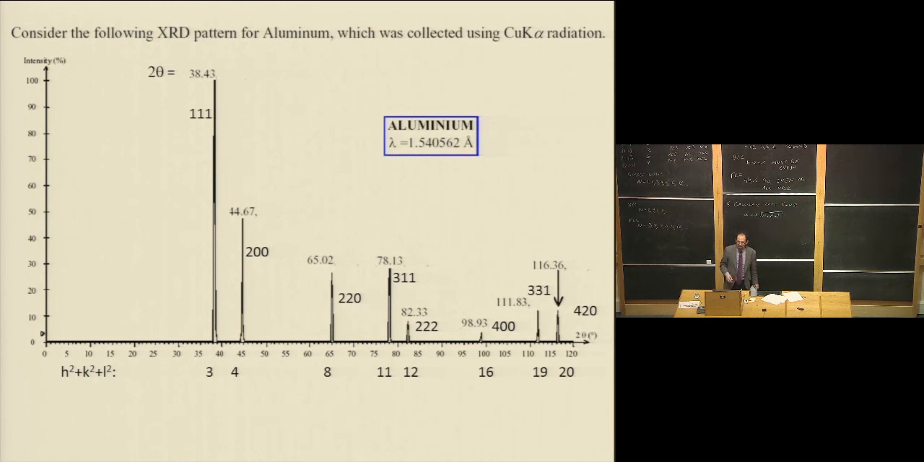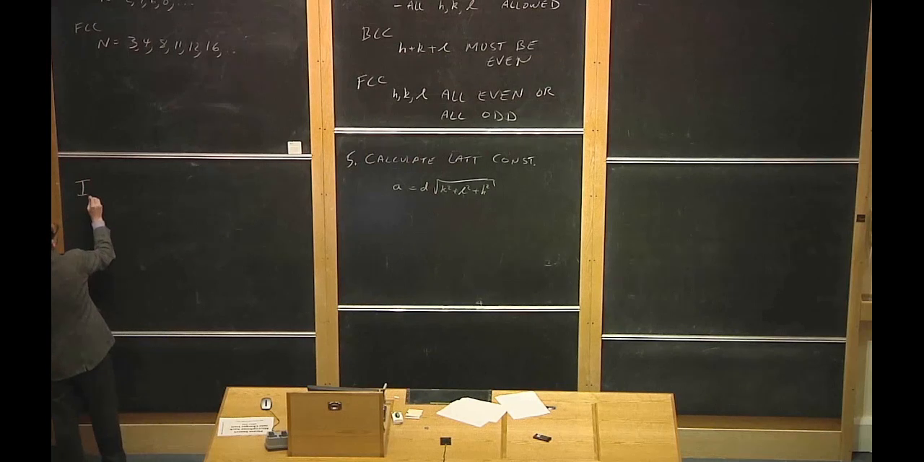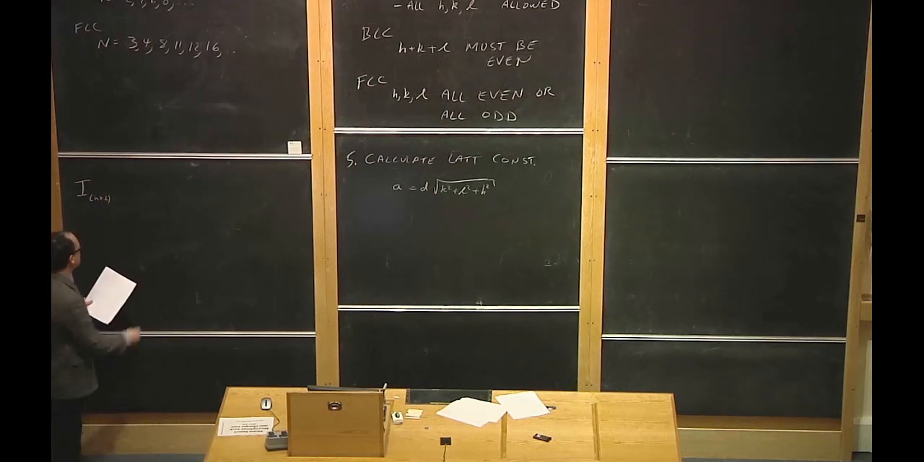There's more information in this scattering pattern than we've used so far. All we've used is the angles of scattering. We haven't used anything about the intensity of scattering, and there's a lot of information in the intensity of scattering that we can make use of. So let's see if we can understand how much scattering we should get for Miller indices H, K, and L.